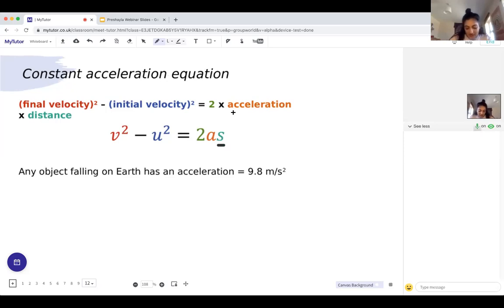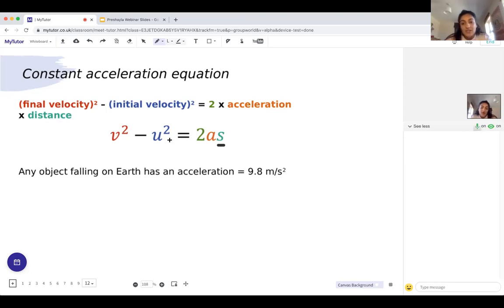Somebody put in the chat, is this SUVAT? This one, yes, is a SUVAT equation. Don't worry if you don't know what SUVAT means. It is an A-level topic, but for the person who asked, yes, this is SUVAT. It's just a more complicated equation with more terms to work out acceleration.